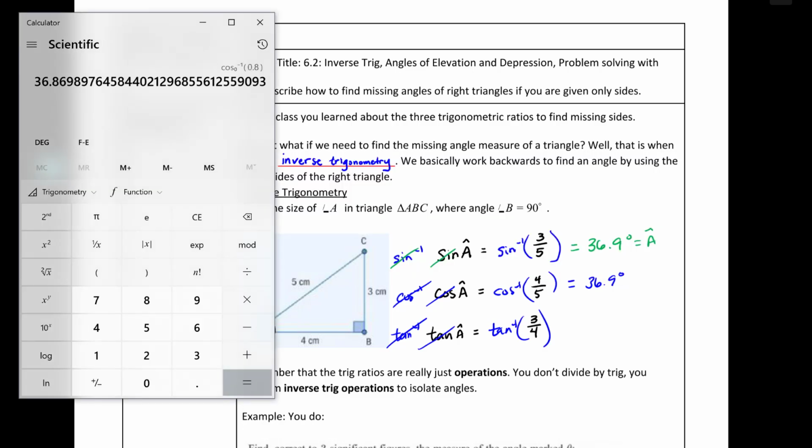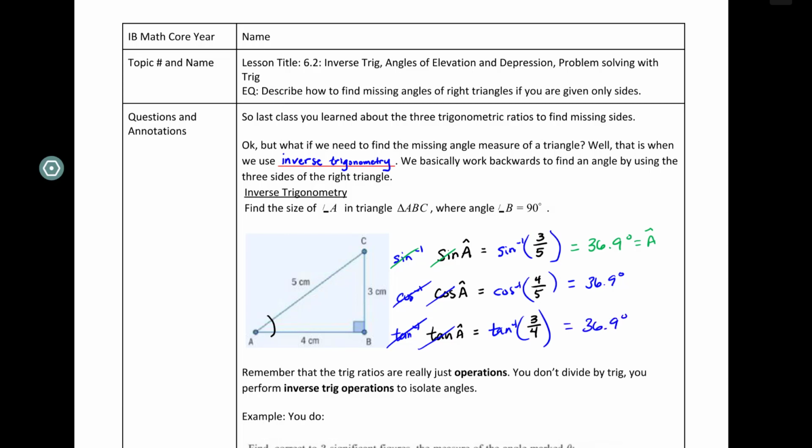Those are going to cancel out. And just to prove it, we can say that 3 divided by 4, then we take the inverse tangent of 3 divided by 4, and we do indeed get the exact same result, 36.9 degrees. All of those are the same for angle A. Whichever inverse trig ratio you use, you will get the same result. So what you just need to remember and apply to every one of these other problems is that trig ratios are really just operations, and you don't divide by trig, you don't subtract by trig, you perform inverse trig operations to isolate angles.